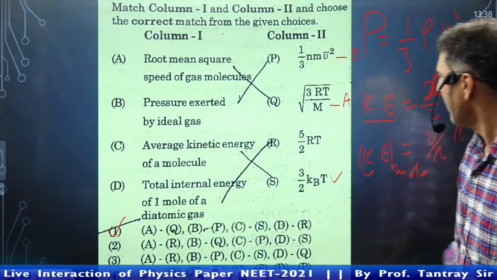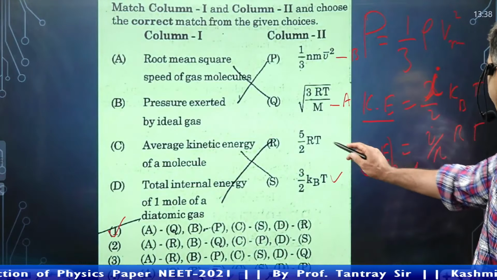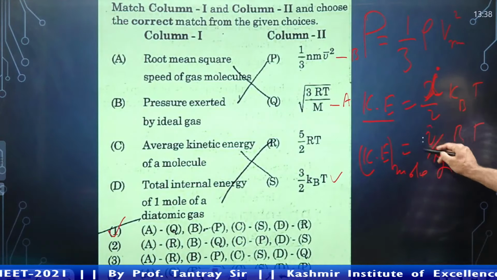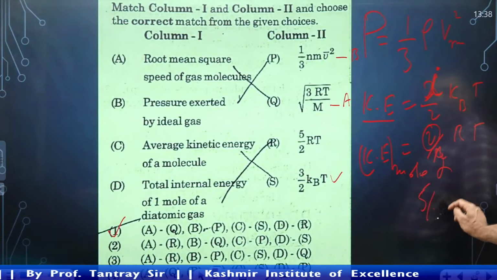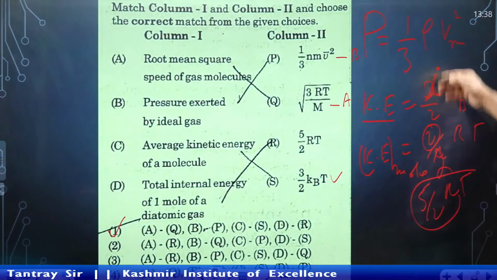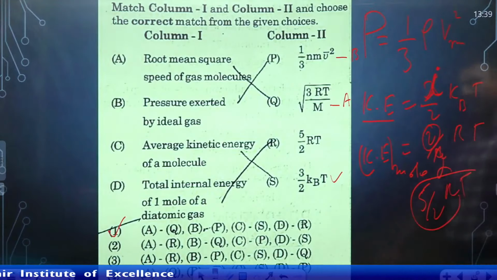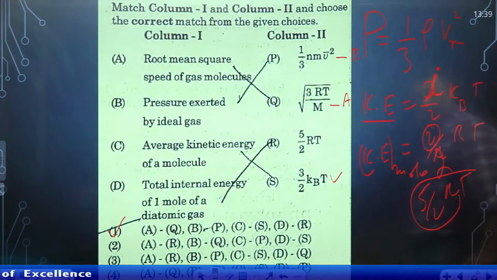Yes, S. Then D, total energy of a diatomic. Diatomic means I by 2 R, and I is 5 for diatomic, so 5 by 2 R. So from this you can answer all the questions, using this equation, this equation, this equation, and this equation. And the first option is the answer.